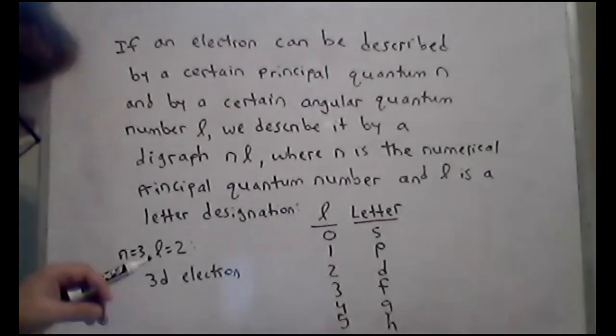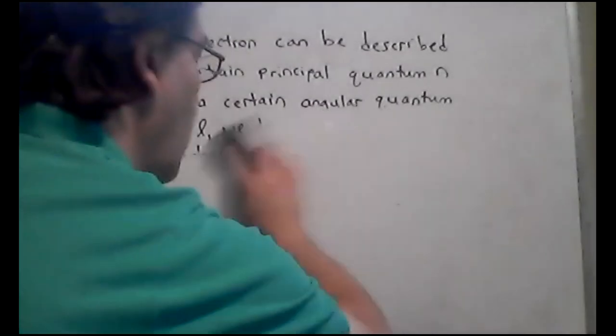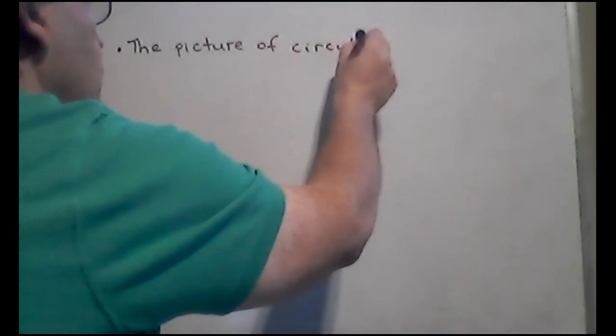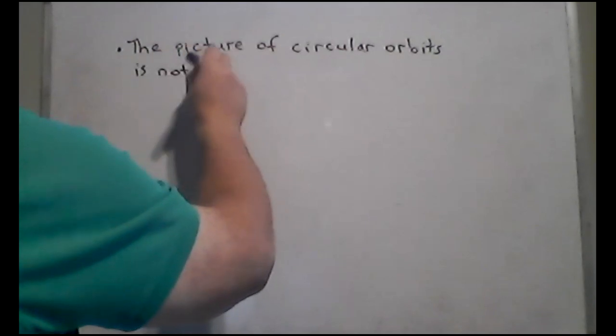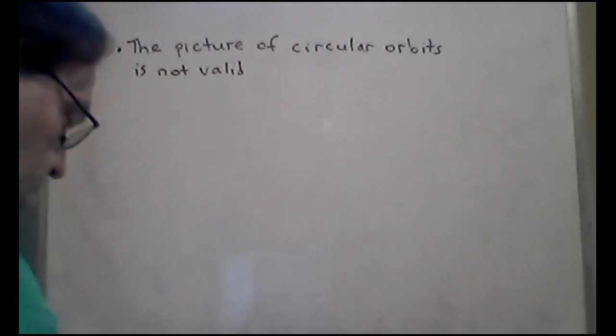Now one more thing to mention again: a lot of our derivations were done utilizing the Bohr model for our purposes here to make things understandable. Understand, in general, and I'm just repeating this here, the picture of circular orbits is not valid, because there would be angular momentum for any circular orbit.